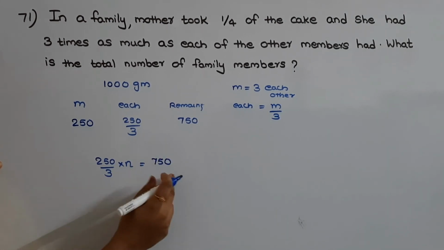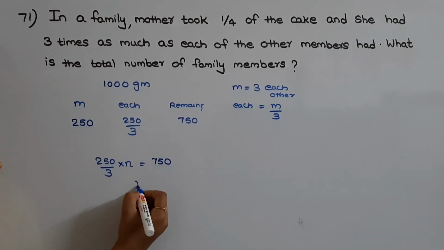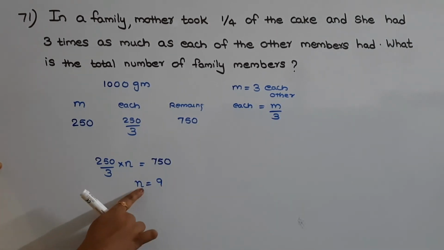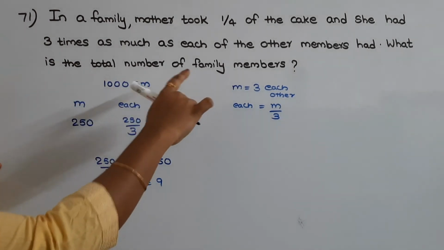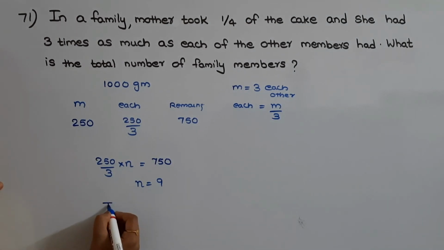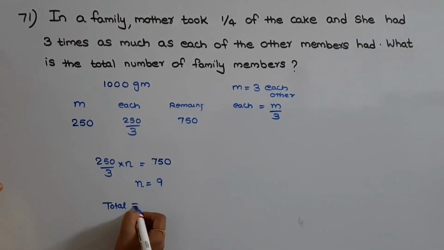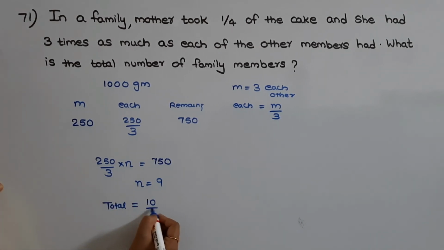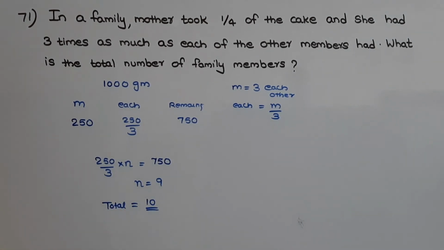Okay. Now by solving this equation, we will get the value of n. On solving, we will get it as 9. Okay. So there were 9 members excluding the mother. Okay. So they are asking us to find out the total number of family members. So the total number of family members will be equal to this 9 plus mother. That is 9 plus 1. That is 10. So this is the answer.